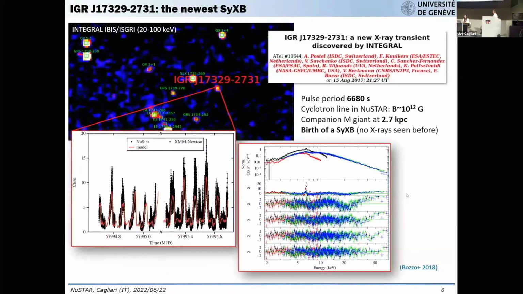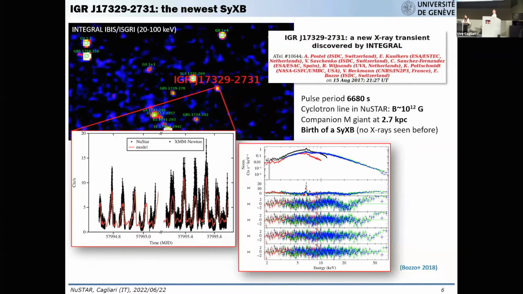So going to the first object of the list, this is IGR J17329. This was the most recently discovered symbiotic X-ray binary. It was discovered in 2017 by Integral. This is why it's called IGR. Immediately after the discovery, we followed up the source with XMM-Newton and NuSTAR, as you can see in the bottom plot on the left. You see the light curve is heavily peaked with a spin period of almost 7,000 seconds.